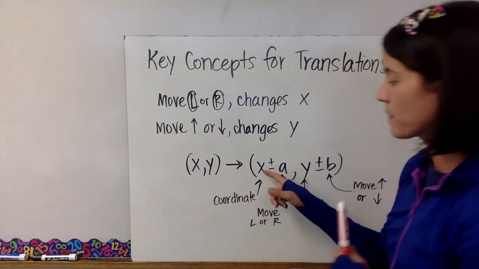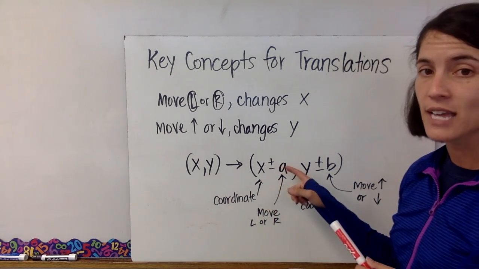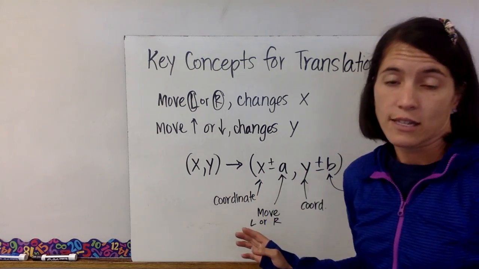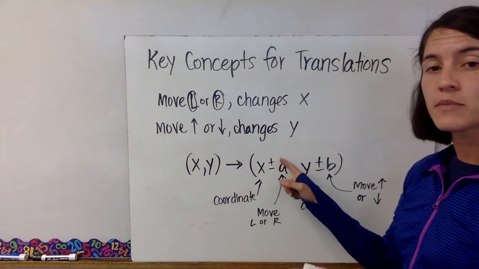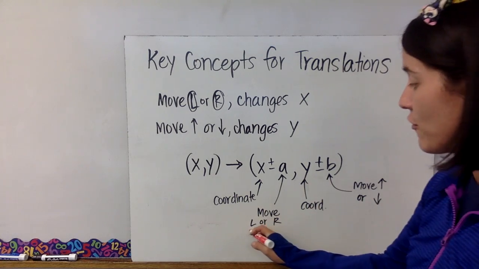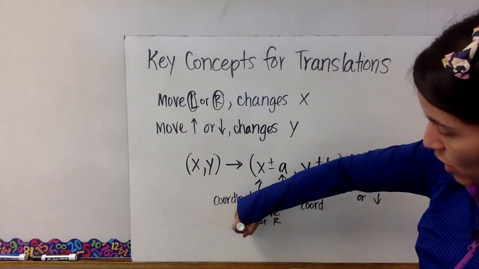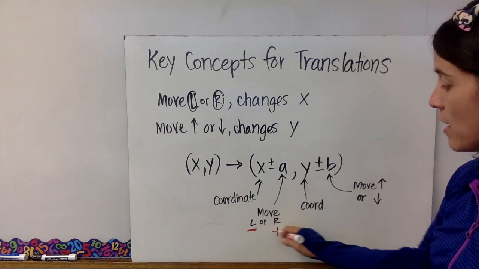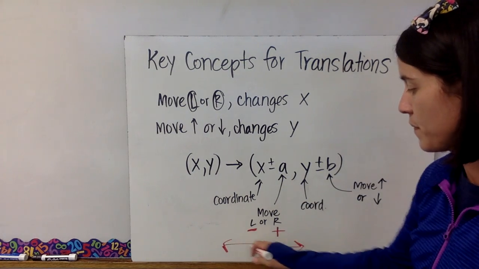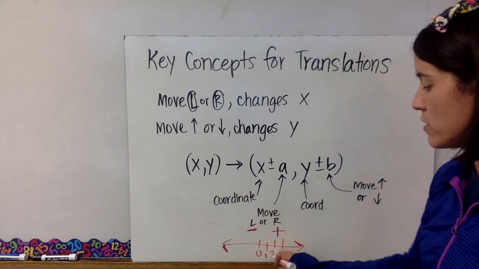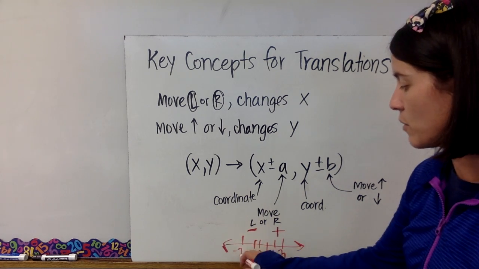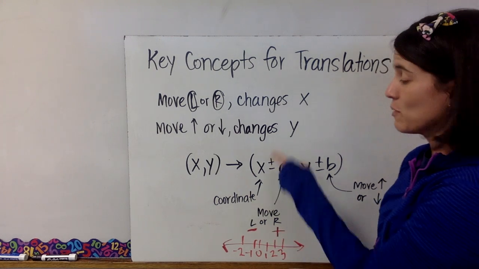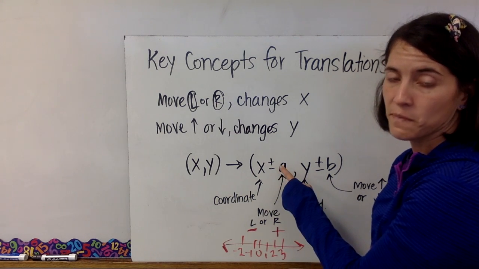Now, do you see this right here? X plus or minus a. A is just the number of units, like 6 units to the right, 4 units to the left. Plus or minus means left or right. If it's left, that's going to be minus. Right would be in a positive direction. Like on a number line, we have positive numbers and negative numbers. So if you go left, that's a minus. If you go right, that's a plus.